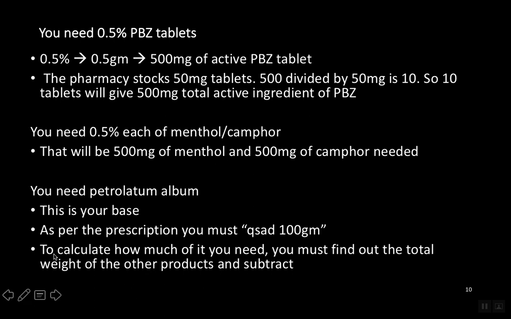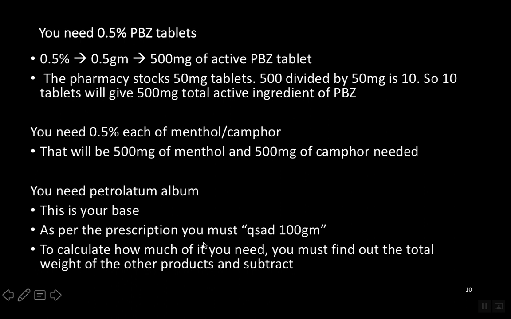You also need of each. Remember the AA? So you need 0.5% of menthol and camphor also. You're going to weigh out 0.5 grams of the menthol and 0.5 grams of the camphor and add them together, and it's going to form an oily substance. Lastly, you need petrolatum album. This is your base.